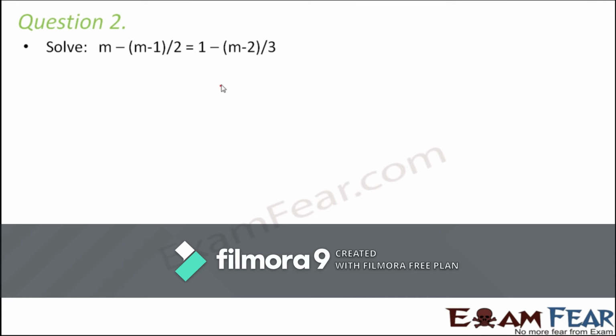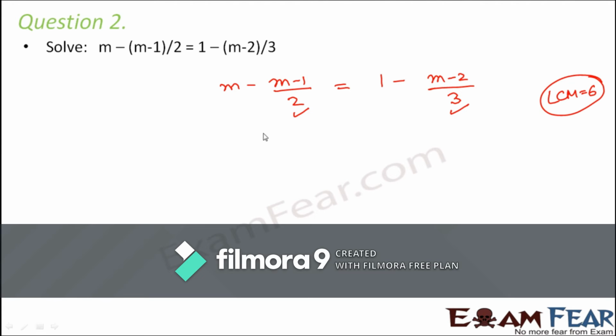Question number 2. Solve (m minus 1) by 2 is equal to 1 minus (m minus 2) divided by 3. So this equation obviously goes to type 2 because you have numerator by denominator plus numerator by denominator of that form at least. So that plus can be replaced by minus. So all those things are fine, but it is in that form. So here we will have to take the LCM of the denominators. So LCM of the denominators would be equal to 6.